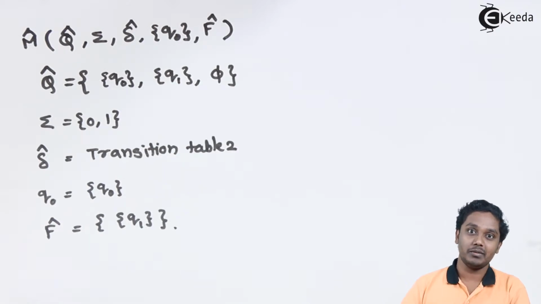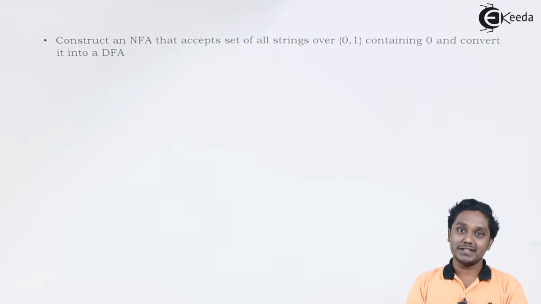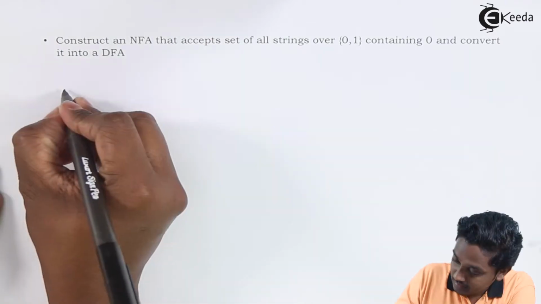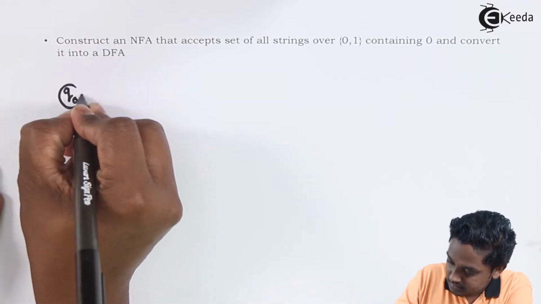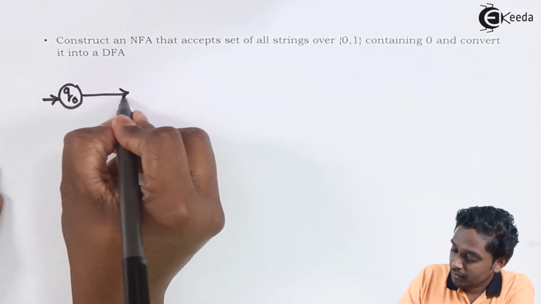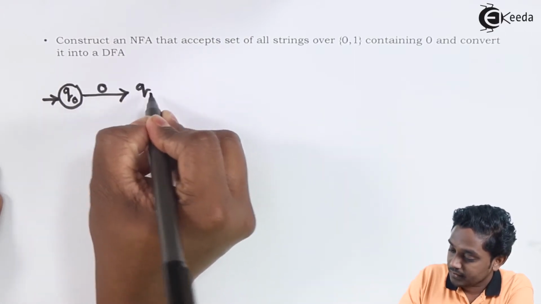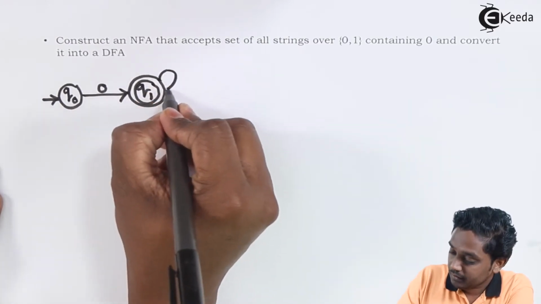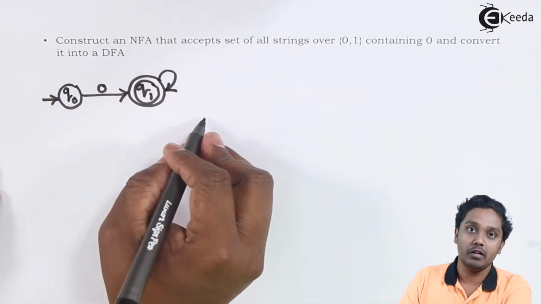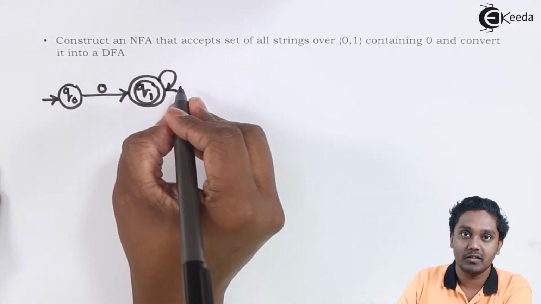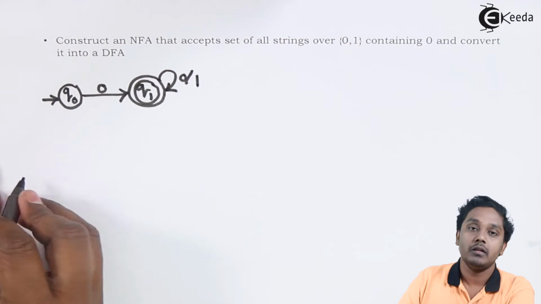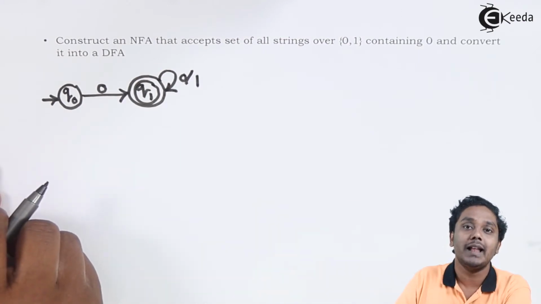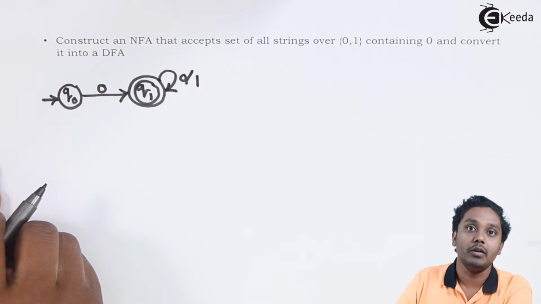Let us see one more example. In this example, we are going to construct an NFA which is accepting a language over the binary alphabet 0 and 1 which contains the symbol 0. Let us take Q0 as the initial state. On encountering a 0, we will go to the final state Q1. It doesn't matter whether now 0 or 1 is encountered. We have already seen 0, hence it is a final state. Now, until we see a 0, we will have to wait at the first state for a 0 to be encountered.